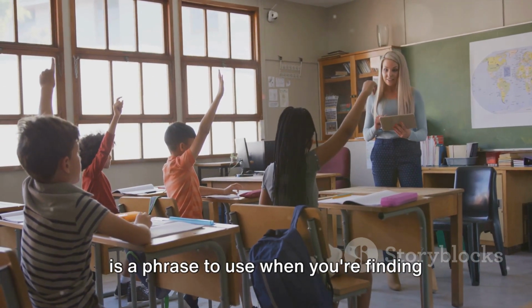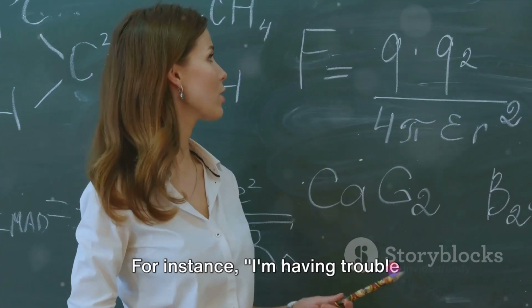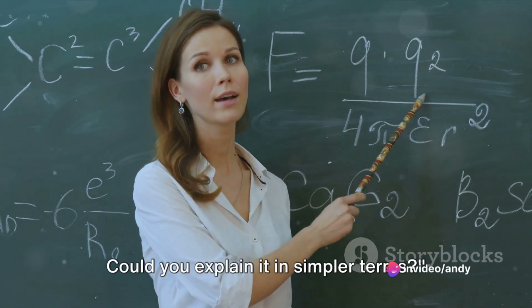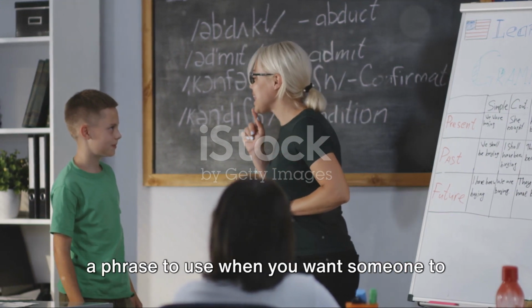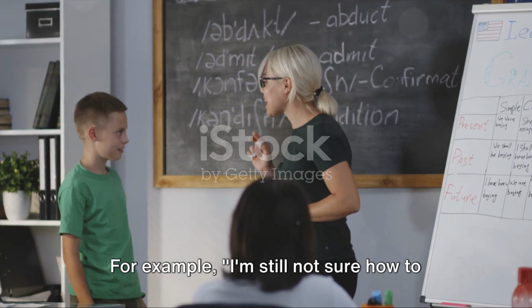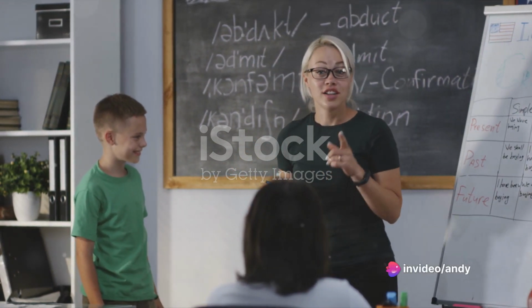is a phrase to use when you're finding something particularly challenging to understand. For instance, "I'm having trouble grasping this physics theory. Could you explain it in simpler terms?" "Could you walk me through it again?" is a phrase to use when you want someone to repeat an explanation or instructions. For example, "I'm still not sure how to do this. Could you walk me through it again?"